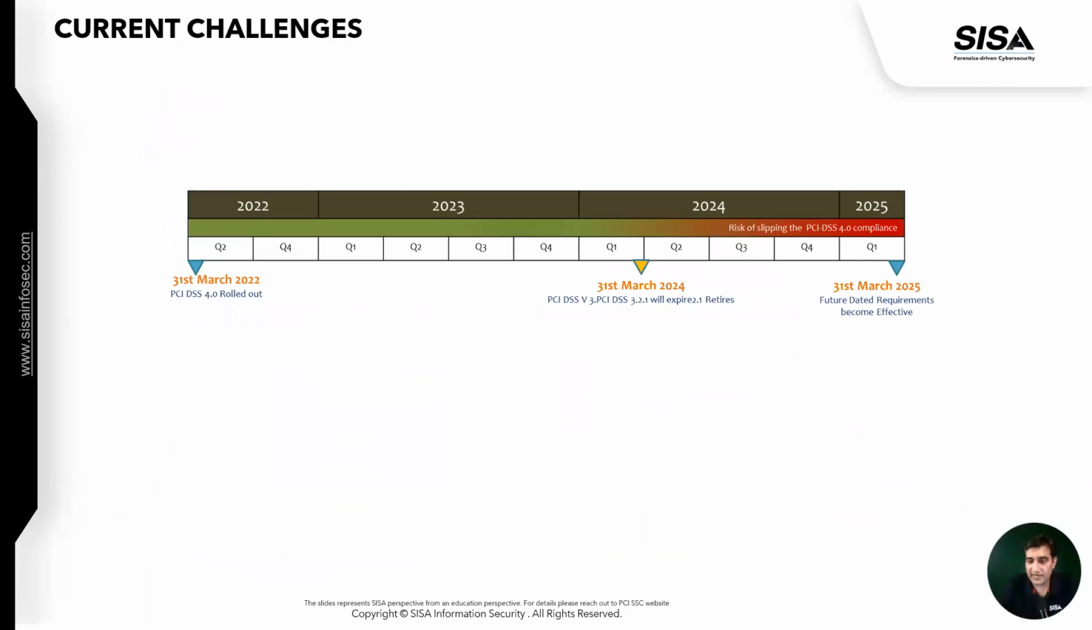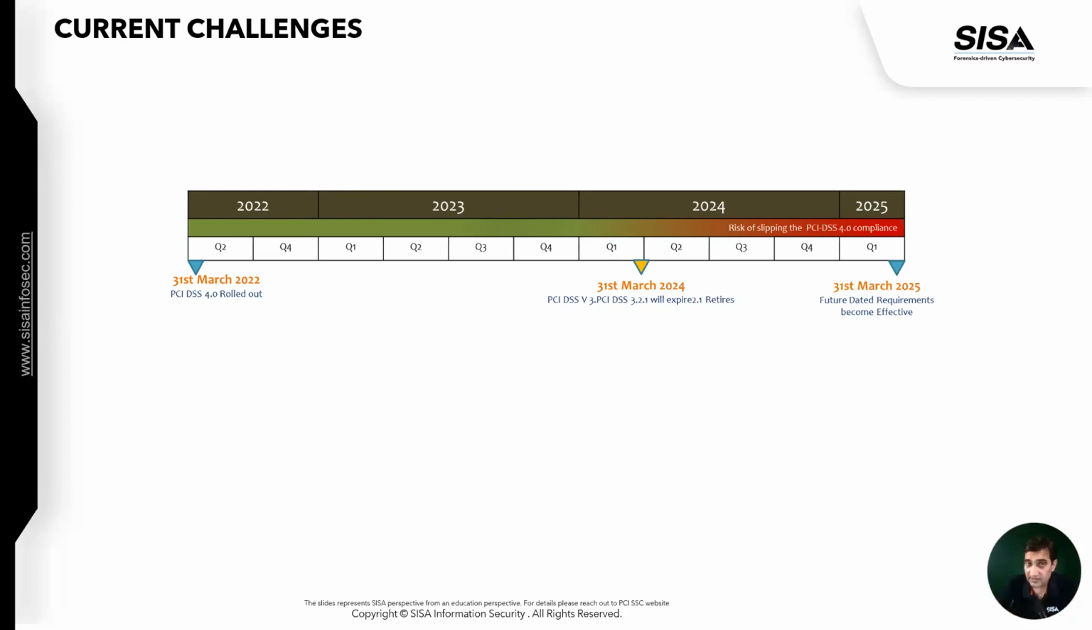The current challenge we see in the industry as of now is that we are moving from version 3.2.1 to version 4.0. There is a specific timeline for that, and that timeline is reaching fast. By 31st March 2024, version 3.2.1 will expire. And by March 31st, 2025, you need to get completely onto version 4.0. There is no looking back after that.